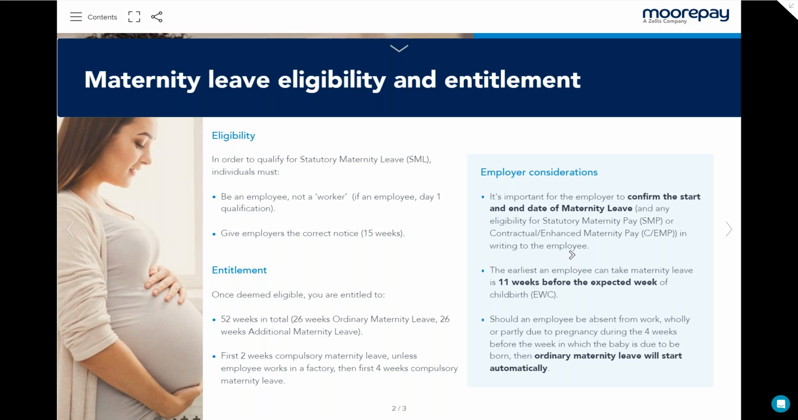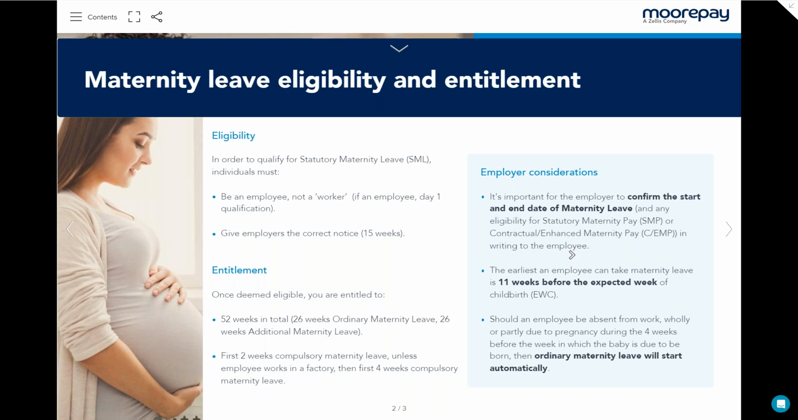So that 52 weeks is broken down into two sections, well, three actually, but two formal sections of 26 weeks ordinary leave and 26 weeks additional maternity leave. And I'll cover the reason for that in a further slide. But it's broken down into these two distinct sections.